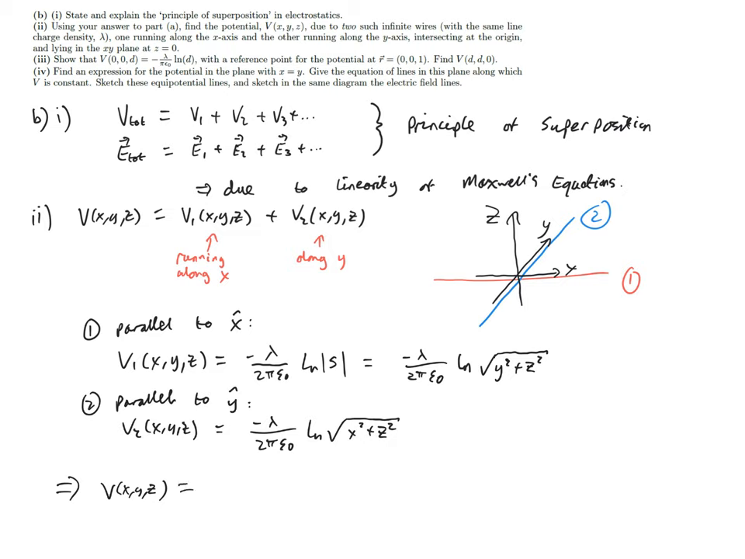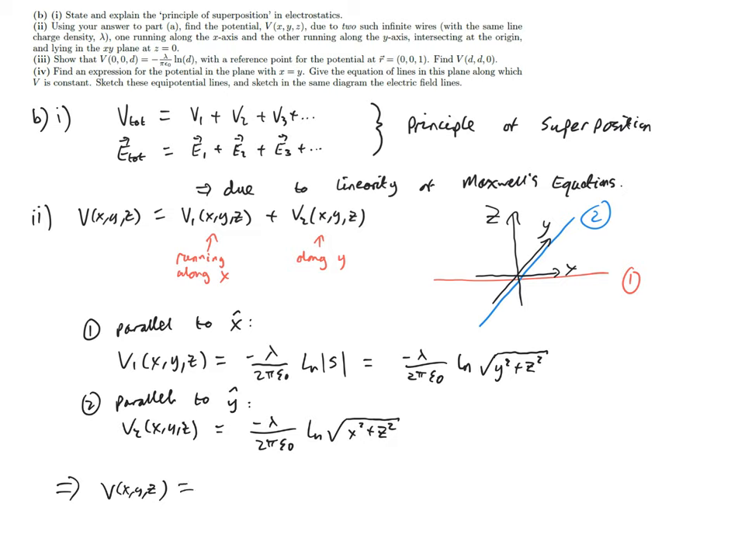In part three, it's very quick, so I'll just do this in this little box down here. In part three of the question, we have to work out what V of 0, 0, d is. So what this means is we've got to evaluate the potential at x equals 0, y equals 0, z equals d. So I just look at my exact expression for any x, y, z down here. I set x and y to 0, then I get a factor of log z to the 4, where z equals d. So overall, I'm going to get minus lambda over 4 pi epsilon naught log of d to the 4.